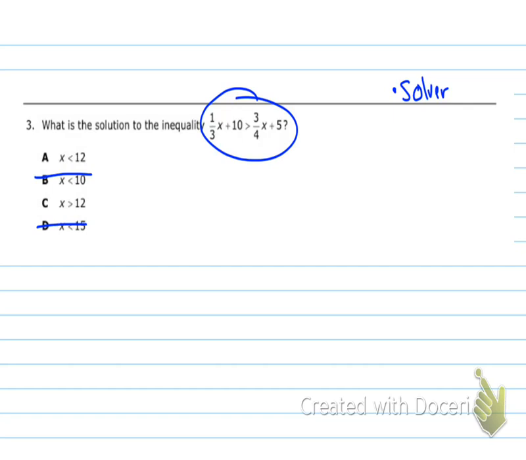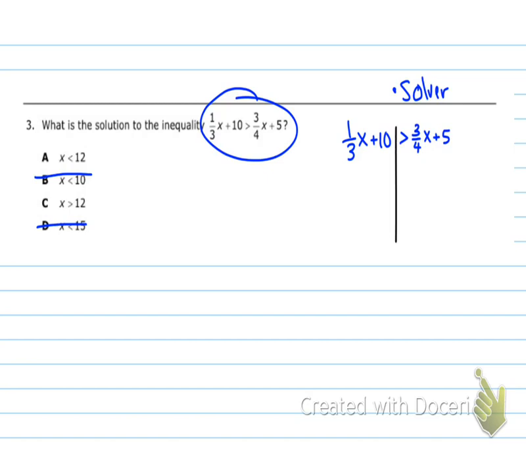So let's do 1/3 x plus 10 is greater than 3/4 x plus 5. All right, so the classes are switching. I'm going to get a class walk in, and I'm hoping they'll know that I'm working on this, but let's see how loud they are when they come in.